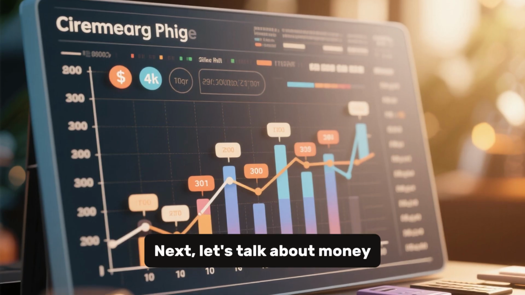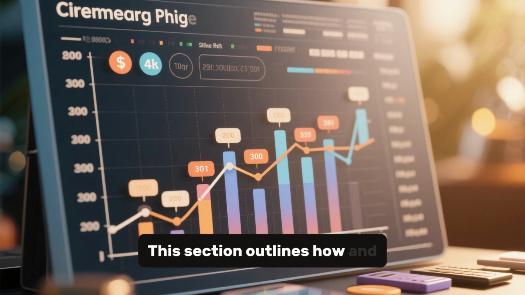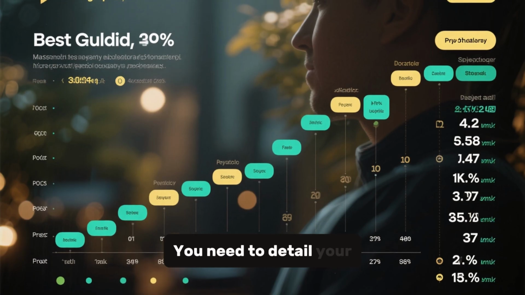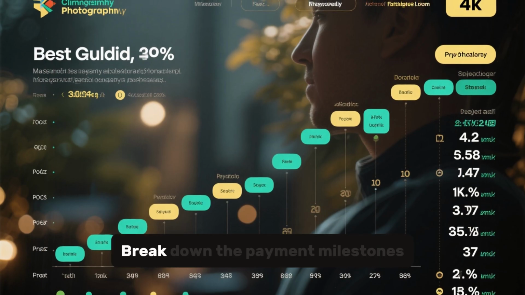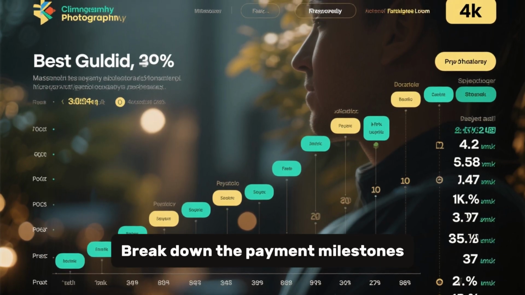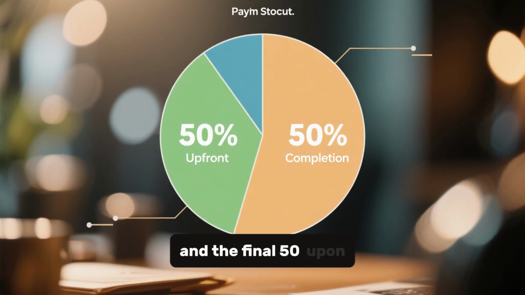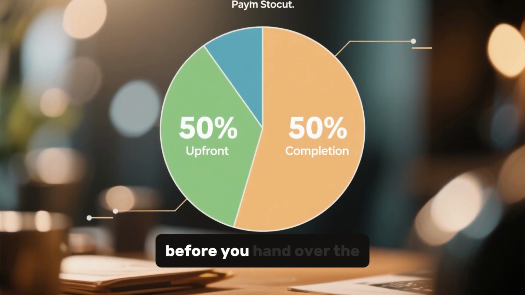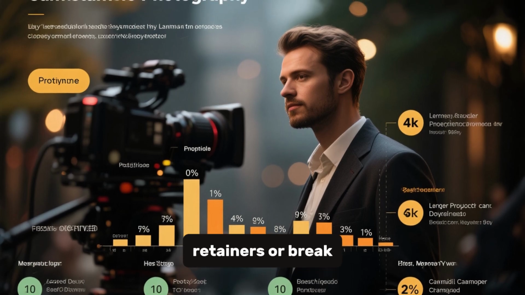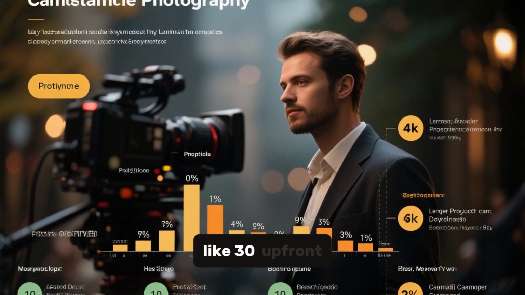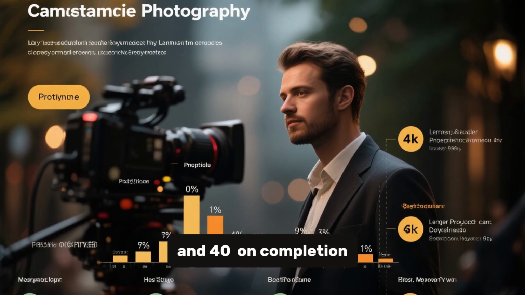Next, let's talk about money. The payment schedule clause is your best friend. This section outlines how and when you get paid. You need to detail your total project fee or your hourly rate. But don't stop there. Break down the payment milestones. A common structure is 50% upfront to start the work, and the final 50% upon completion, before you hand over the final files. For longer projects, you might want to do monthly retainers or break it into more milestones, like 30% upfront, 30% at the halfway point, and 40% on completion.